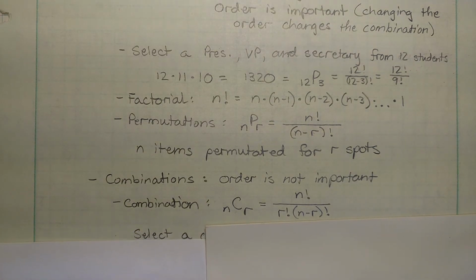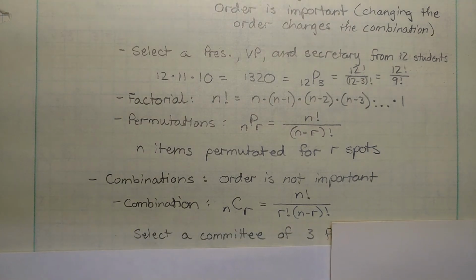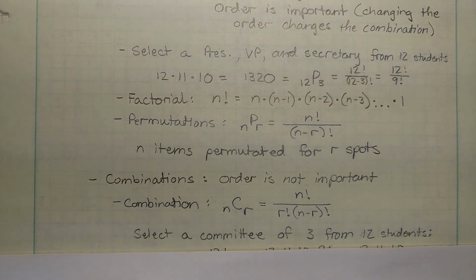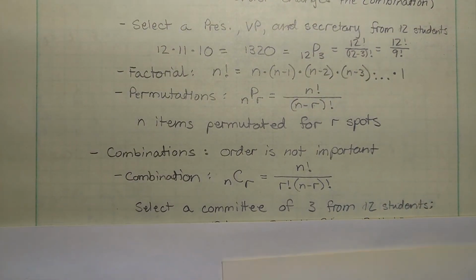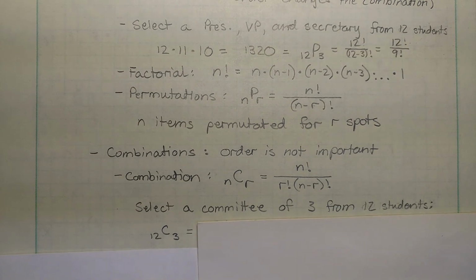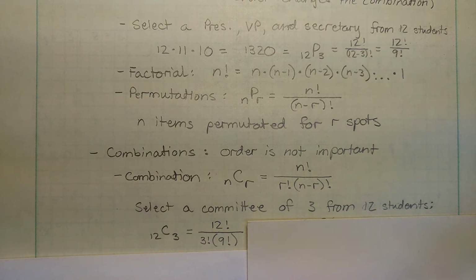So for example, if we're going to select a committee of 3 from the 12 students. So now we're not doing a president, vice president, and secretary. We are just selecting a committee. So that's going to follow this pattern here. 12C3. And in order to do that, we are going to go 12 factorial over our r factorial, which is 3 factorial, times 9 factorial.